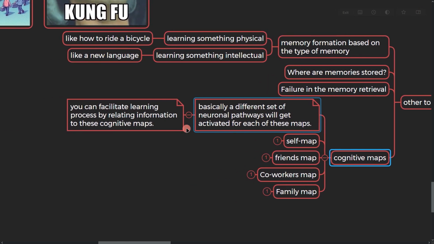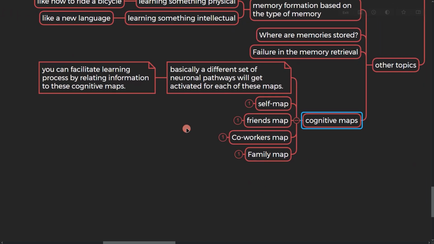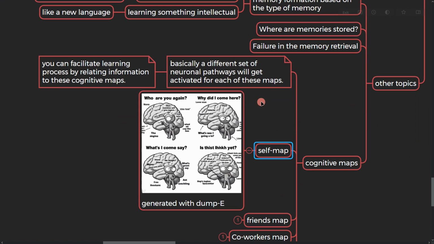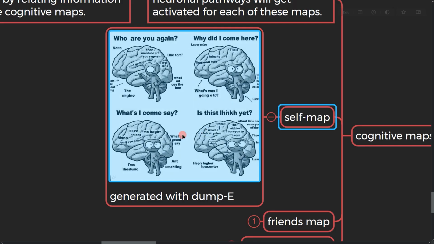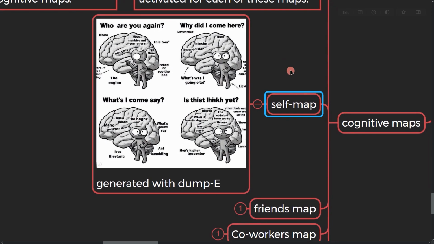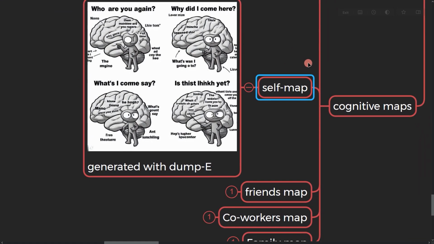And you can facilitate the learning process by relating information to these cognitive maps. For example, we have the self map, information that involves yourself. And I asked ChatGPT's DALL-E to give me a meme about the self map, and it gave me a nonsense image like this. It's just crazy. What is this? Come on, man.